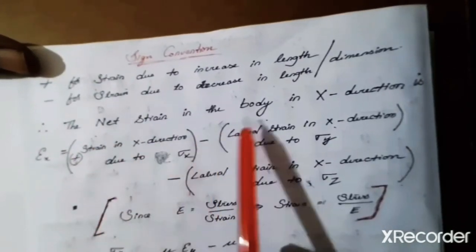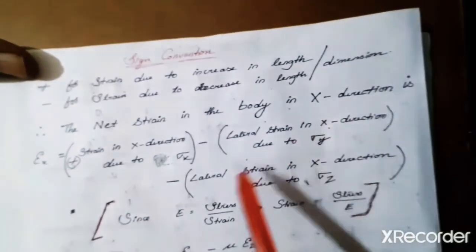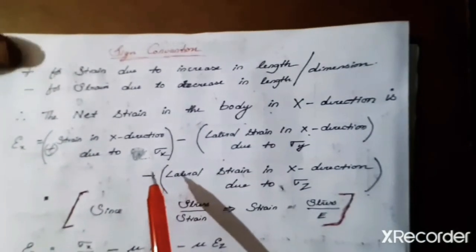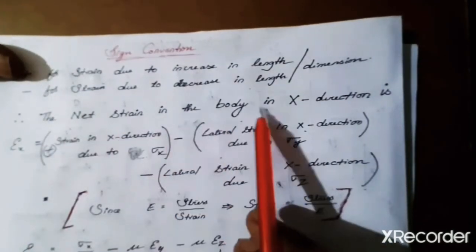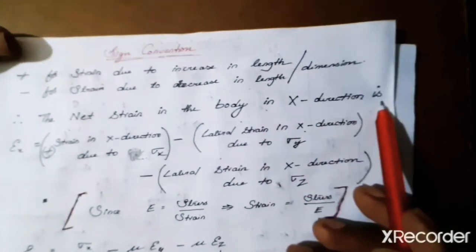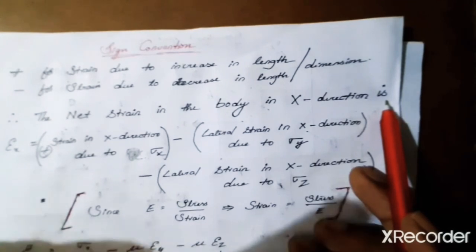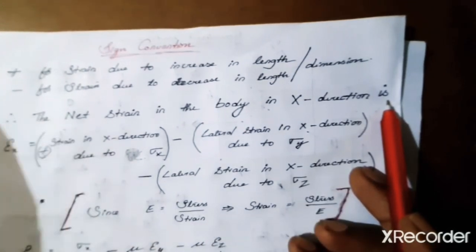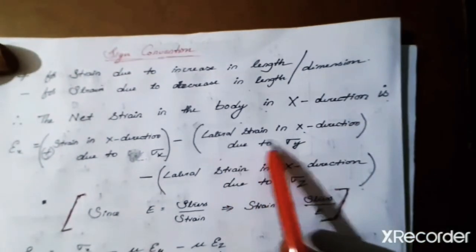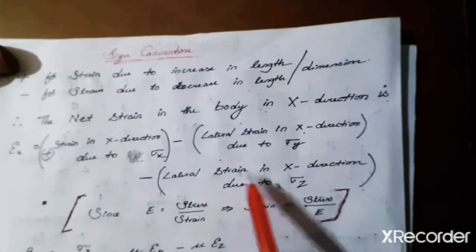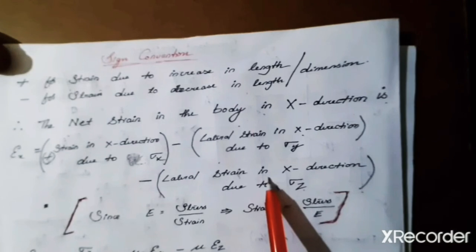Therefore, the net strain in the body in x direction is, so carefully observe this equation. In the x direction there is one longitudinal strain and two lateral strains. The longitudinal strain is because of sigma x, whereas one lateral strain is because of sigma y, and the other lateral strain is because of sigma z. So all these strains are in the x direction only.